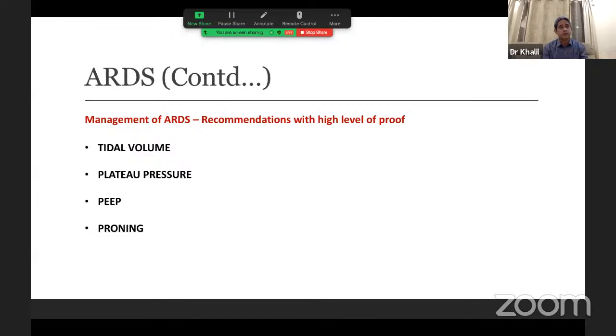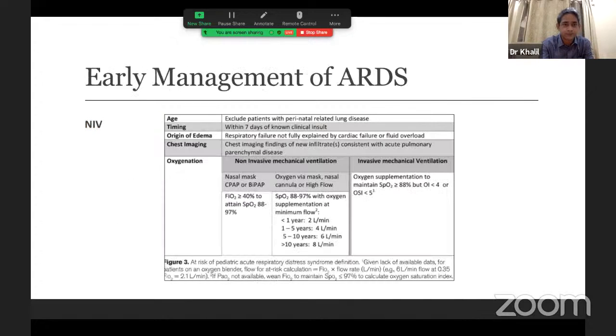While proning, it should be prolonged. It should not be that you prone for 1 hour and then again make the child supine. Proning should be for more than 12 hours, and it should be done for a prolonged period as the situation demands.